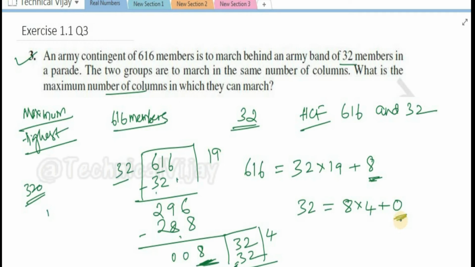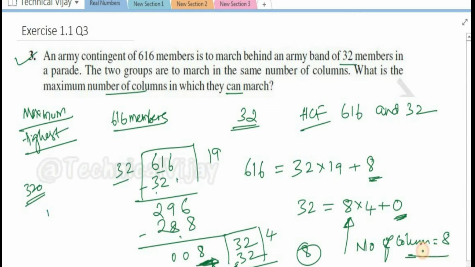Now the remainder becomes 0, which means this last divisor, 8, is the HCF of the given numbers. So we write the answer in the same way as the question is asked: what is the maximum number of columns in which they can march? That is 8 columns.